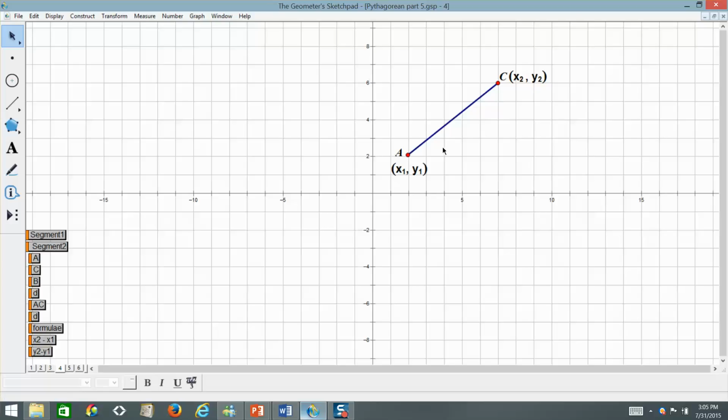So similar to the previous activity, we will draw 2 guidelines, a horizontal and a vertical line. Now we have point B. So what is the coordinate of point B? Look at this. From the y-axis to C is equal to x sub 2.